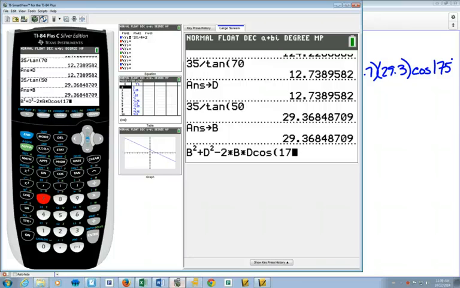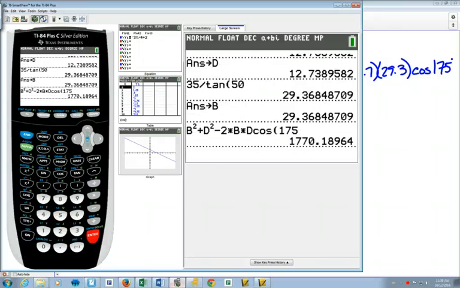I stored the 12.7 and the 29.3. Above the on button is a store button. So once you've got an answer that you want to keep, hit that store button, and then I just chose alpha to choose what letter. You have a whole bunch of letters to store things. Usually I just store things as x, but when I have more than one thing, I store them as letters. Once I have this whole thing in, 175, I push enter. That's what x squared is equal to.